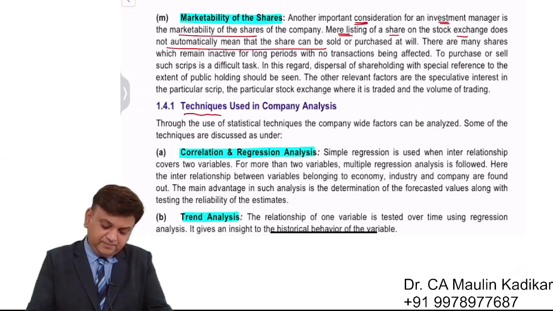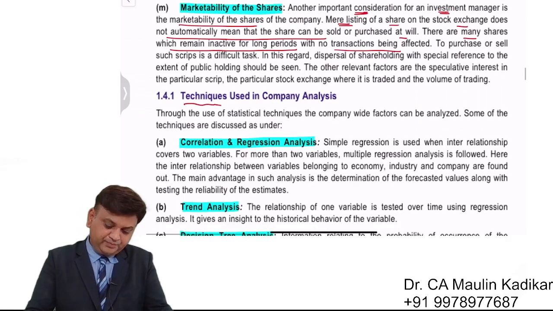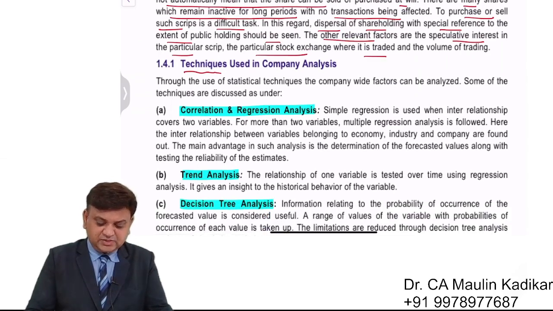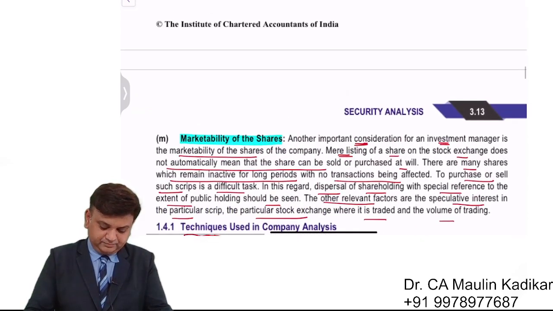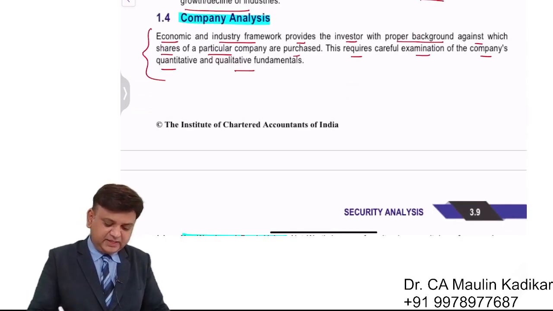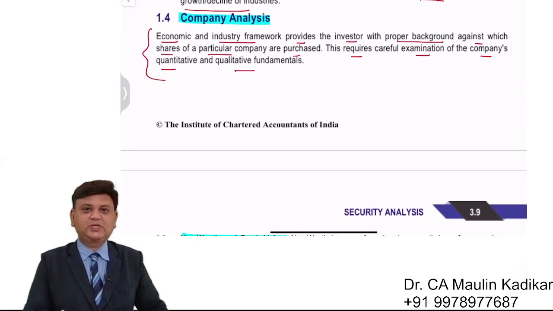मार्केटेबिलिटी, लिक्विडिटी. There are many shares which remain inactive for a long period with no transaction being effected. To purchase or sell such scripts is a difficult task. In this regard, the dispersal of the shareholding, with special reference to the extent of the public holding, should be seen. The other relevant factors are speculative interest in the particular script, the particular stock exchange where it is traded, and the volume of the trading. So these are the things that we have in the company analysis. इन सबको कैसे किया जाएगा से उसका अभी हम लोग नेक्स्ट करेंगे.